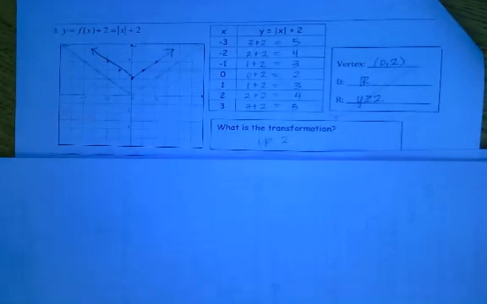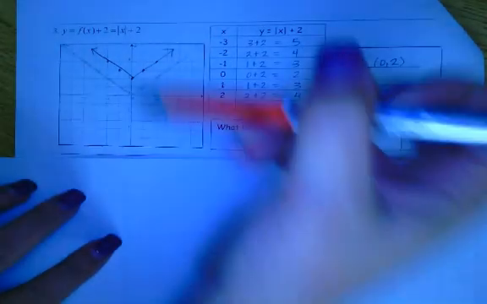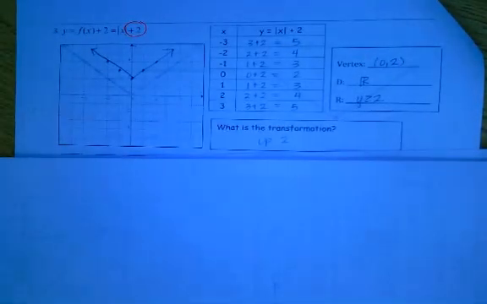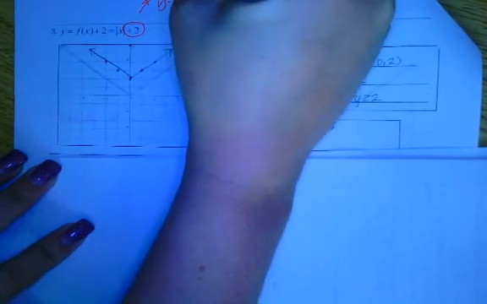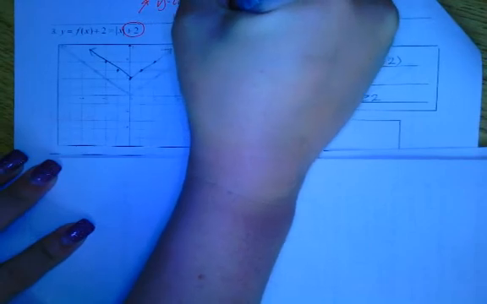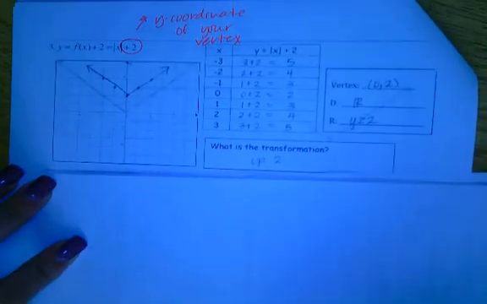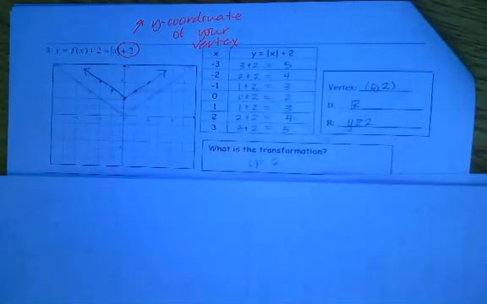Your vertex. Very good. What's outside of your parentheses? When it comes to your vertical translation up or down, that's always going to represent the y coordinate of your vertex.